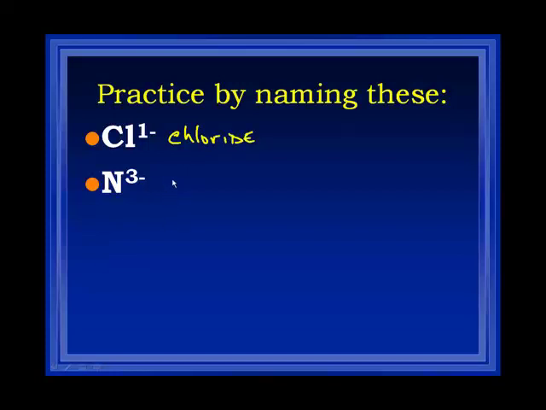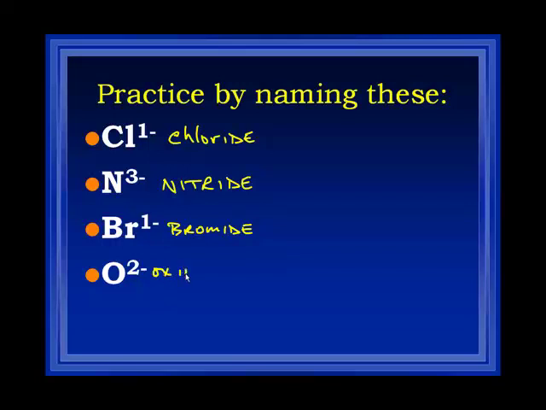Okay, nitrogen becomes nitride. Okay, do all the rest here on the page or in this section. Bromine is bromide.